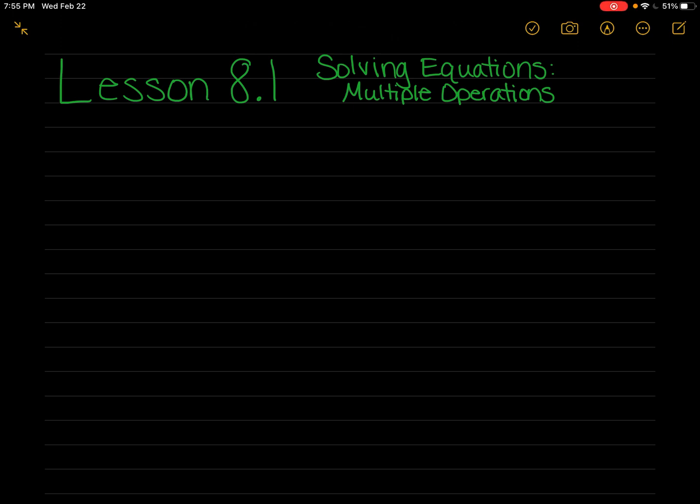Hello students, today we are doing lesson 8.1, solving equations with multiple operations. Remember, you should be taking notes if this is your first time seeing this, if you haven't done this in class. If you've done it in class and you're just looking back at this, then you might want to follow along with your notes. Okay, I'm going to show you 4 different types of equations, and all of them are just a little bit different.